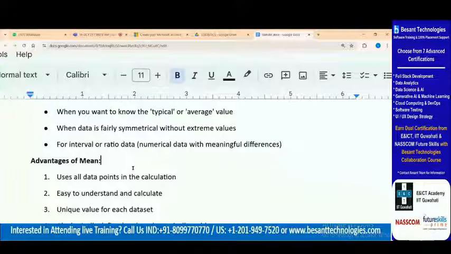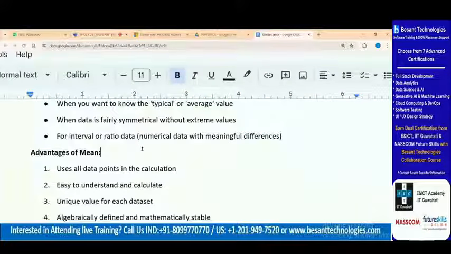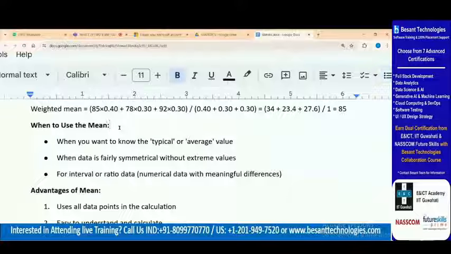Then where you can use it is for interval or ratio data. Interval means, as we saw in the example 1, 2, 3, 4, which has an interval of 1, 1, 1. In that kind of data, we can use this mean.